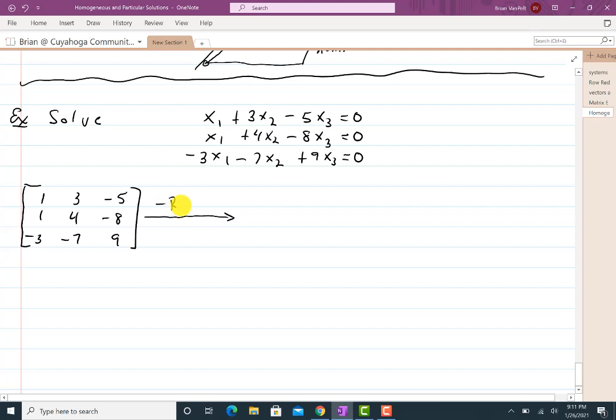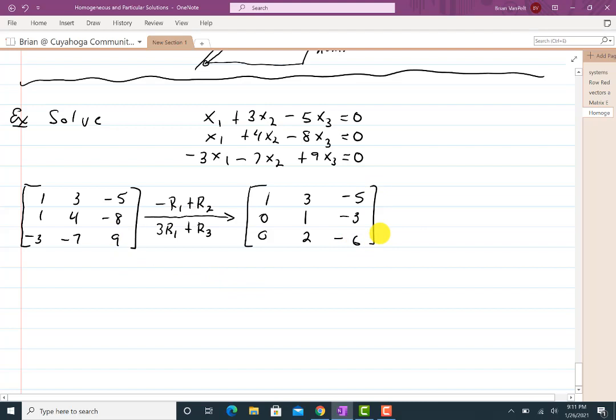So I'll do negative R1 plus R2. And I know what I'm heading for here, so I'll put those. And let's see here. Negative 3 plus 4 is 1. Positive 5 minus 8 is negative 3. And then I'm going to wipe that negative 3 out there. So I'll do 3R1 plus R3. So 9 minus 7 is 2. Negative 15 plus 9 is negative 6.